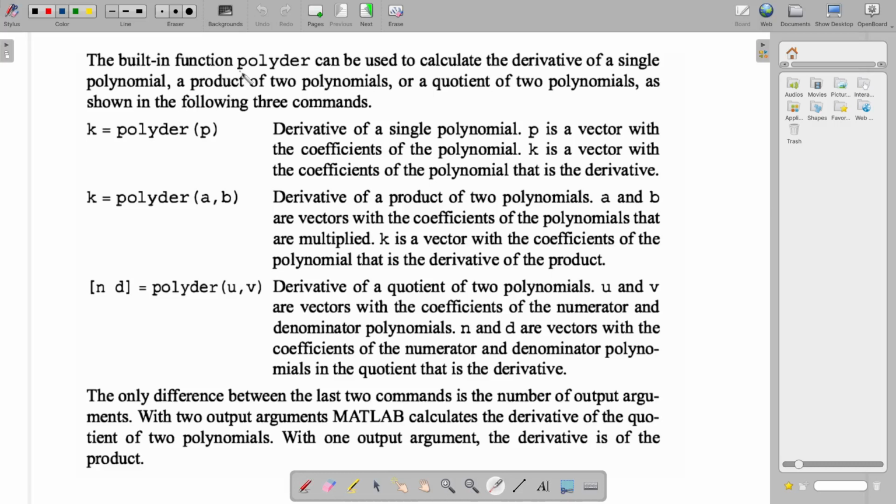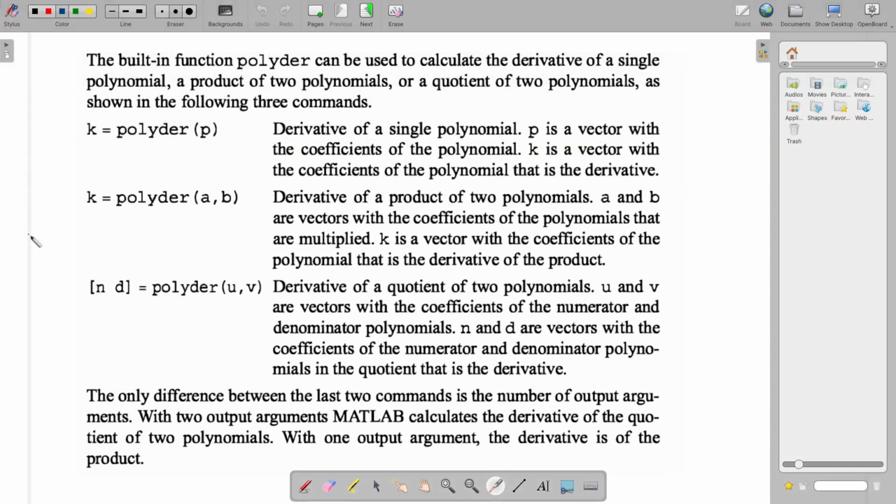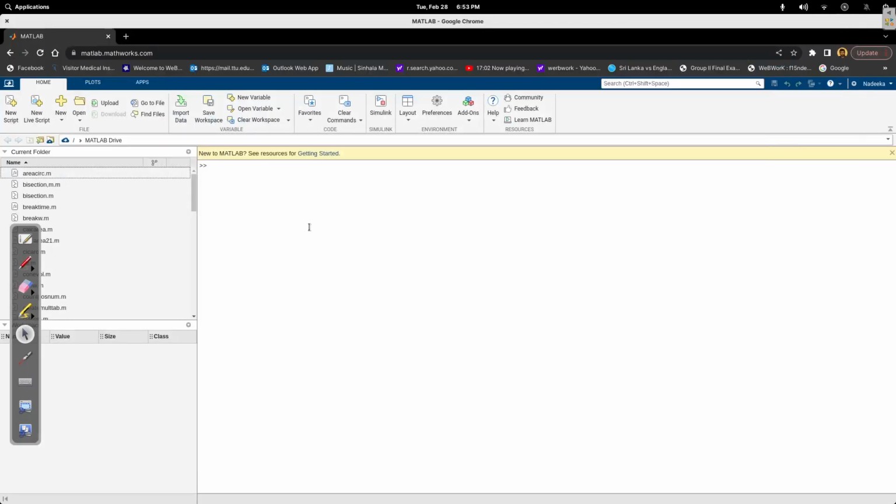Okay, the built-in function polyder can be used to calculate the derivative of a single polynomial. So if I have a polynomial and I want to differentiate it, I can use this polyder function. For example, if I want to differentiate 3x squared minus 2x plus 4, first I have to enter it as a polynomial using coefficients.